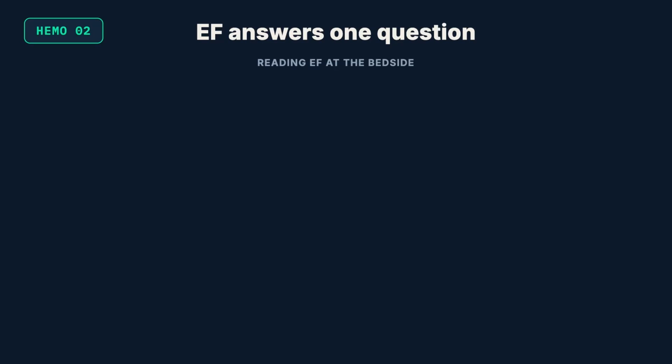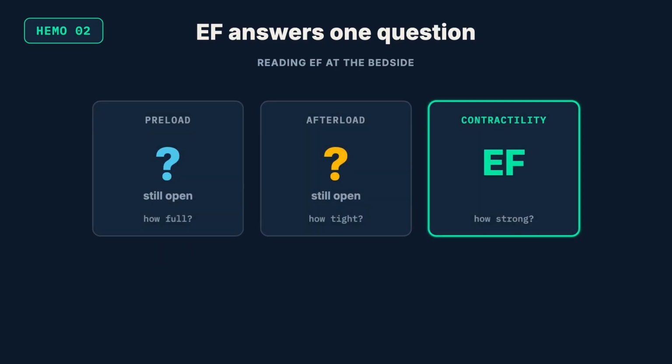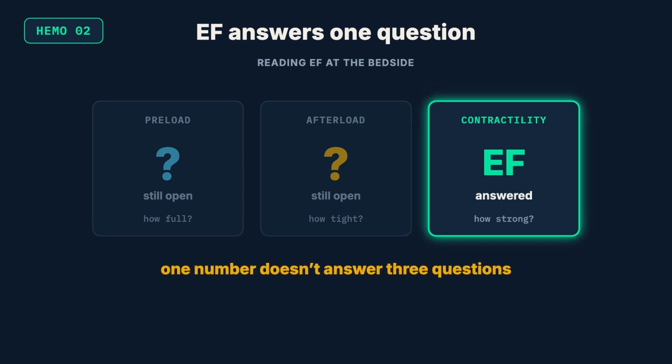At the bedside, EF on the chart tells you about contractility specifically. It doesn't answer preload or afterload for you. A patient can have terrible EF and still be volume overloaded or volume down. One number doesn't answer three questions.